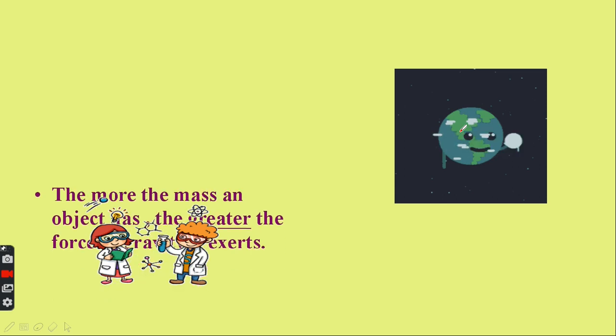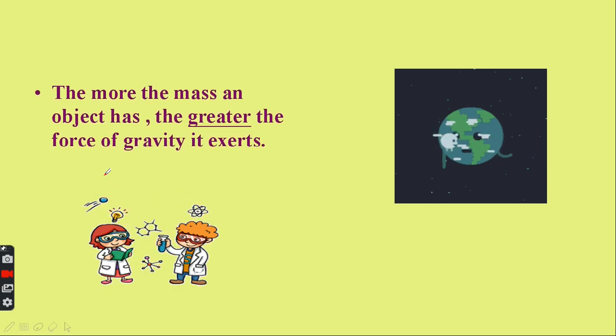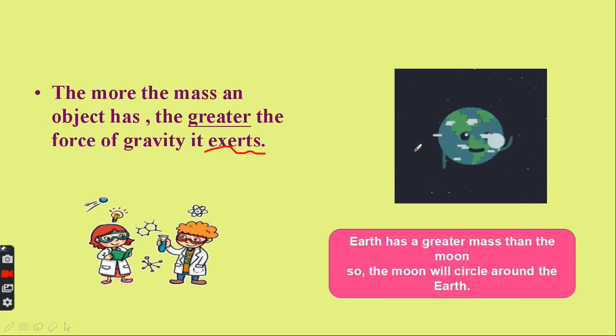So the more the mass an object has, the greater the force of gravity it exerts. So here, Earth has a greater mass than the Moon. Which one is heavier, the Earth or the Moon? Of course, you'll say that it is the Earth. The Earth has a greater mass than the Moon, so the Moon will circle around the Earth because of the gravity. The Earth pulls the Moon toward its direction.